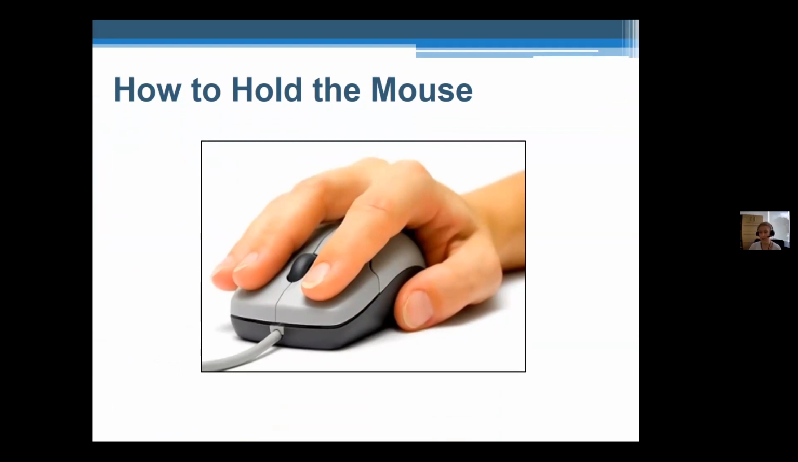But generally, to hold the mouse, you'll want to put your thumb on the outside of the left, and then use your index finger on the left button, and then middle finger on the right button, and then let your pinky and your ring finger kind of hang out on the other side. And that's generally how most people will hold it. And I'm going to show a live demo of that in just a second as well.